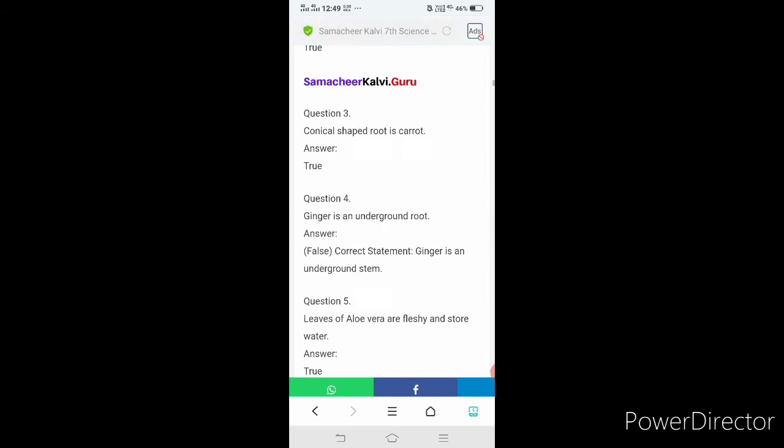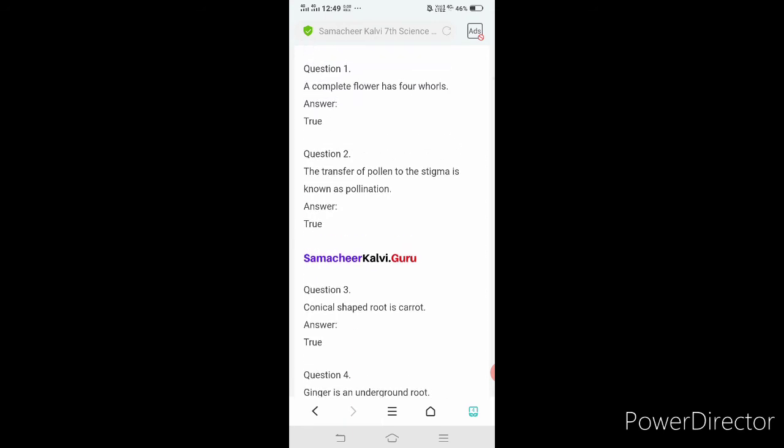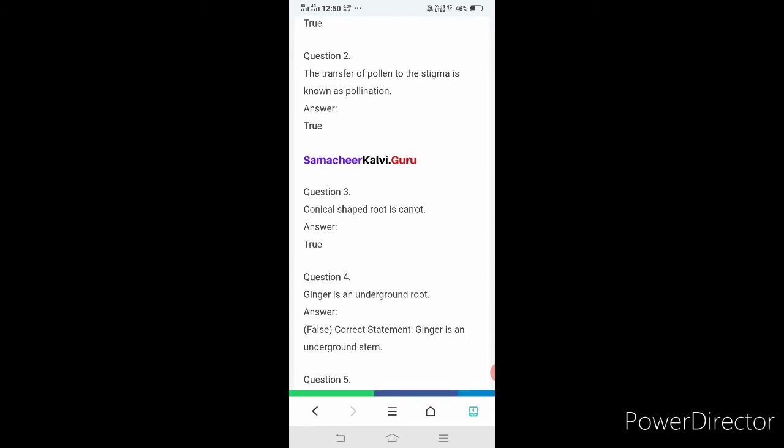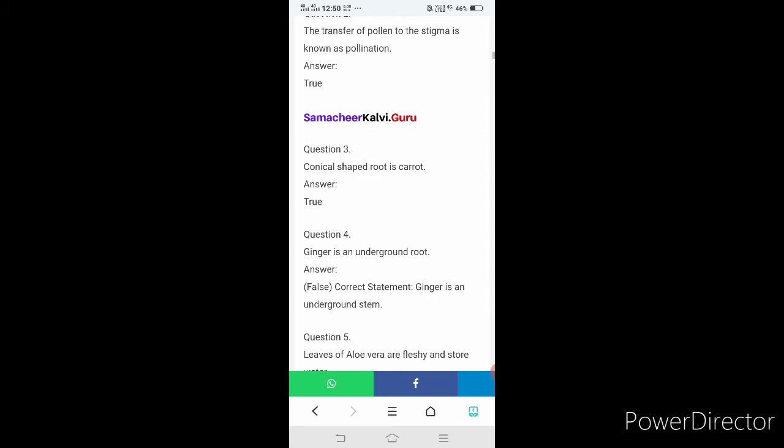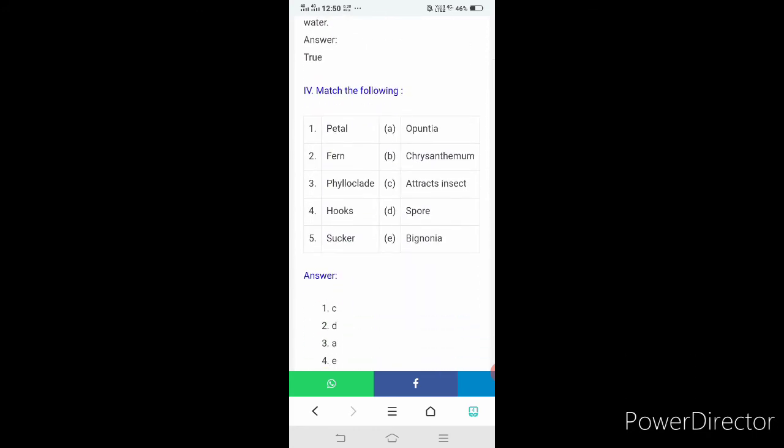So under this true or false, I have given 5 questions. Four are true. Only one is false, that is, ginger is an underground root. But you have to read the full sentence and write true or false. Then next one, match the following.